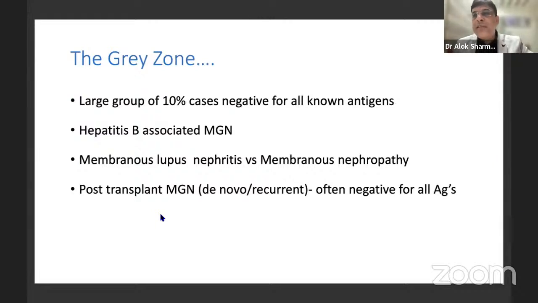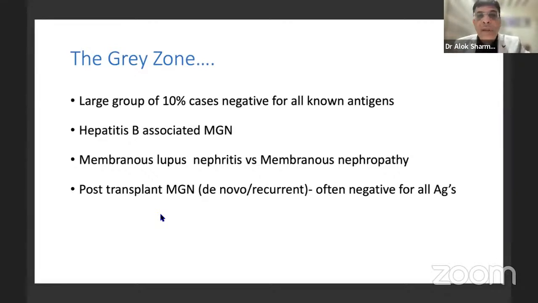And as you must have realized by this time, there is a big gray zone still there. There is a large group of around 10 to 20% cases which are negative for all known antigens. Among the first membranous GN disease associations was hepatitis B. All of us know that. But we still do not know what is the target antigen in hepatitis B association. So there's a lot of work going on there also. This is one gray area which we need to cover.